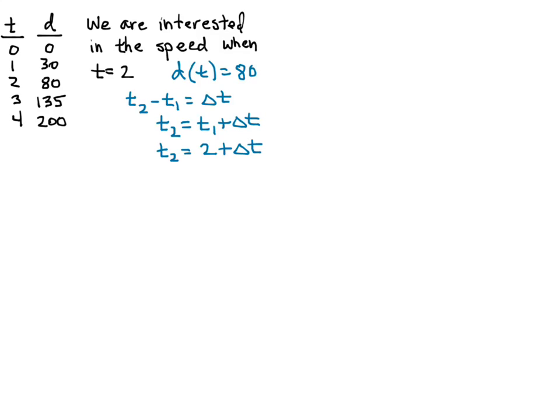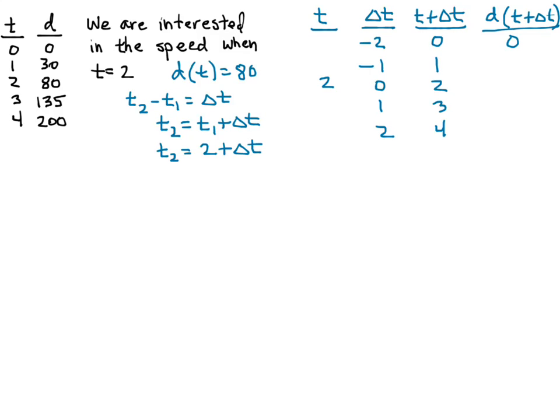And so that's the big idea about using these. If I were to rewrite my table, the time that I'm most interested in is hour 2, and my delta t for that table is going to be everywhere from -2, -1, 0, 1, and 2. And so if I take my t plus delta t, I'm going to get my t2 right back.